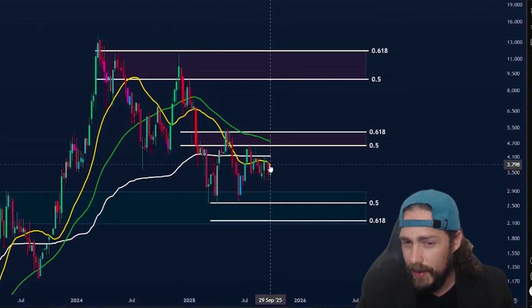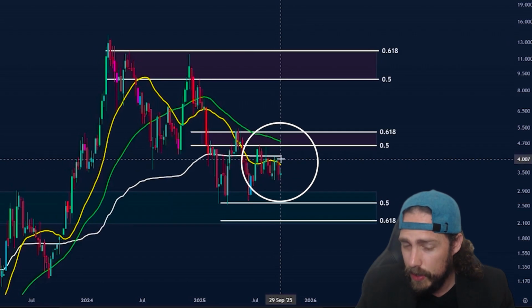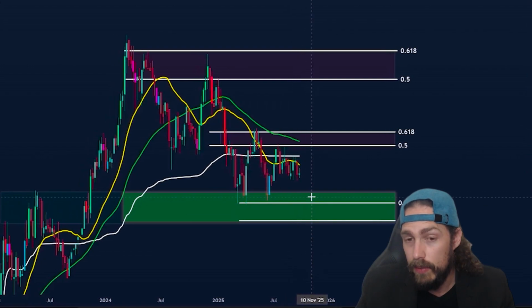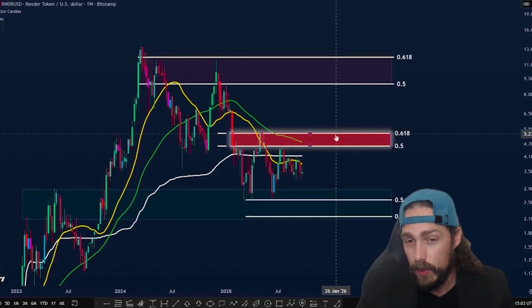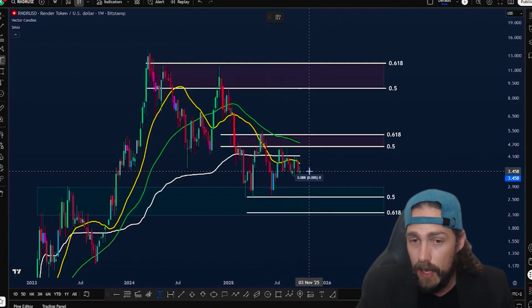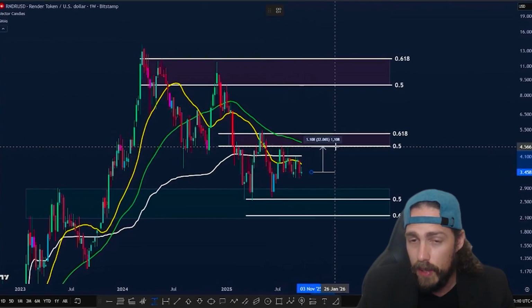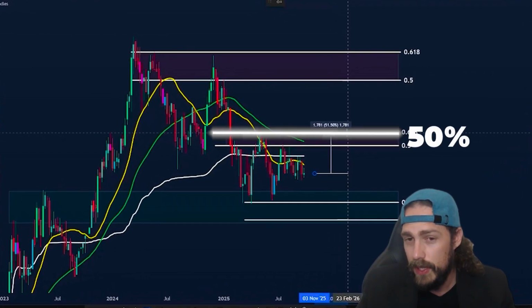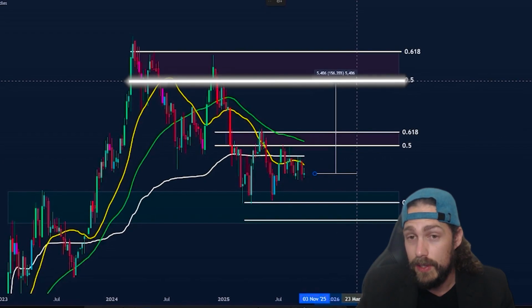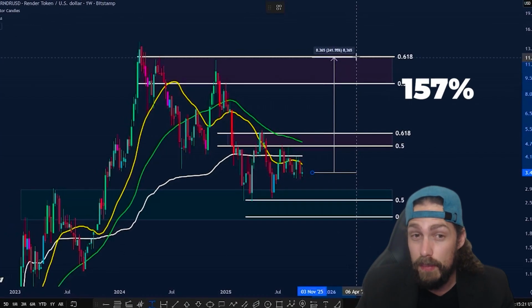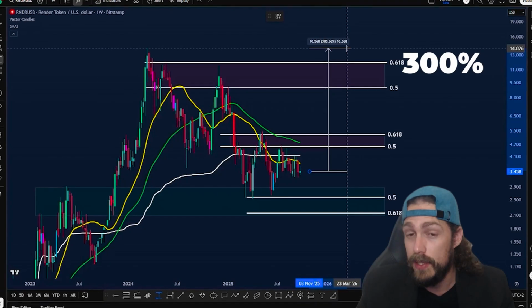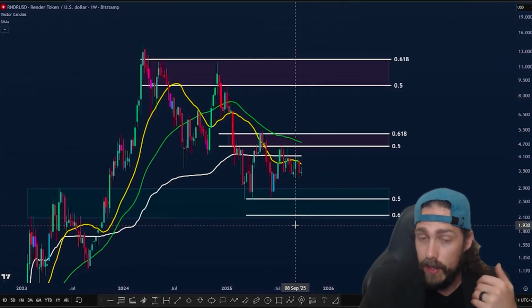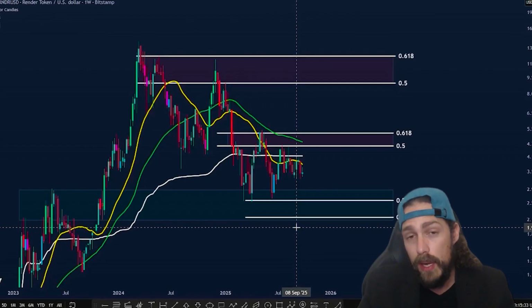So I'm looking to see if Render cannot break past these moving averages, I'm looking to reaccumulate at these lower levels to try and target a move higher into this support or resistance zone between the 0.5 and 0.618. If we do get these moves, we can see the upside potential into these resistance bands is roughly about 32% all the way back up to about 50%, and at the higher end of the resistance we can see a move of about 157% all the way back up to about 244, and the absolute top is sitting at about a 300% increase. So there is upside potential for Render if we can form a basing pattern, form our support, and actually see a change of character moment for Render.